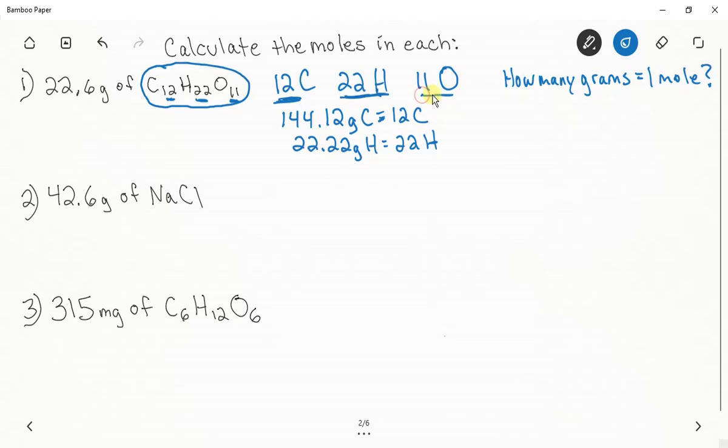Now we need to do the oxygens, and there are 11 oxygens that we're dealing with.